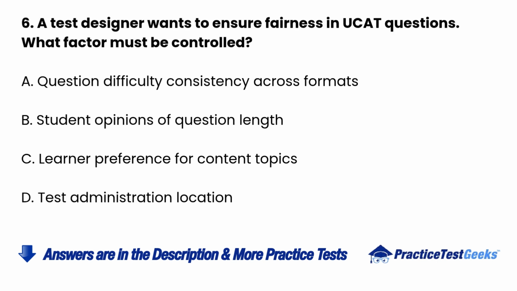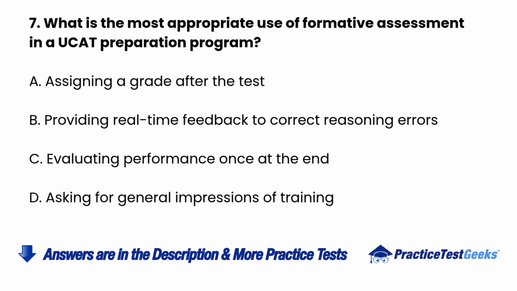6. A test designer wants to ensure fairness in UCAT questions. What factor must be controlled? A. Question difficulty consistency across formats. B. Student opinions of question length. C. Learner preference for content topics. D. Test administration location.